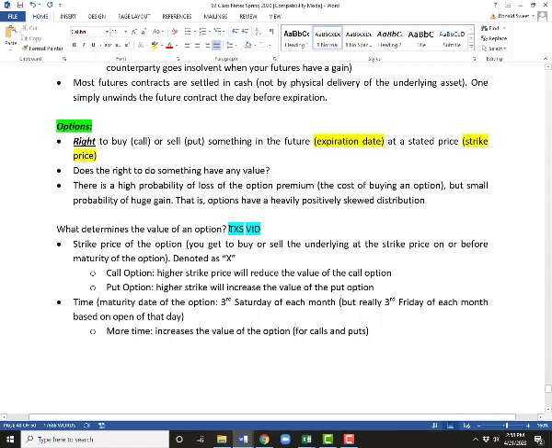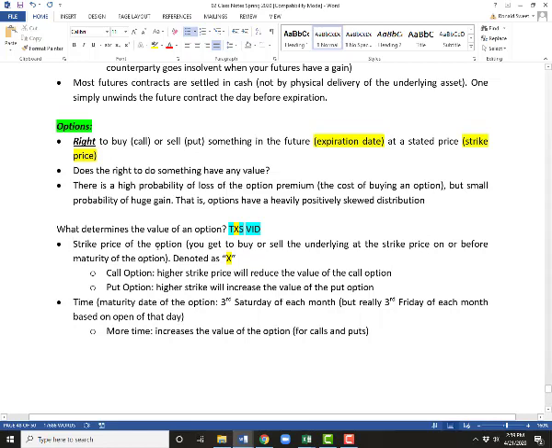So let's start with each one of these. It's not in order. My first one is X, or K, however you do it, the strike price. So let's think about the strike price. The strike price is the price you have to buy the asset at, or the price you get to sell the asset at.